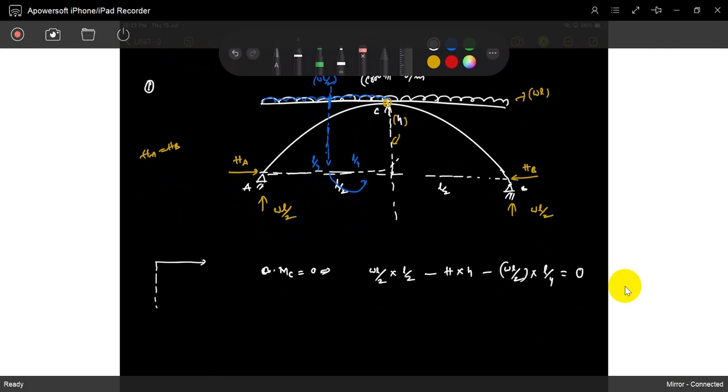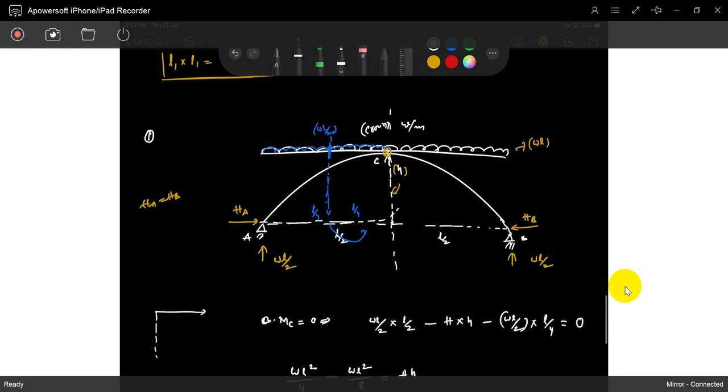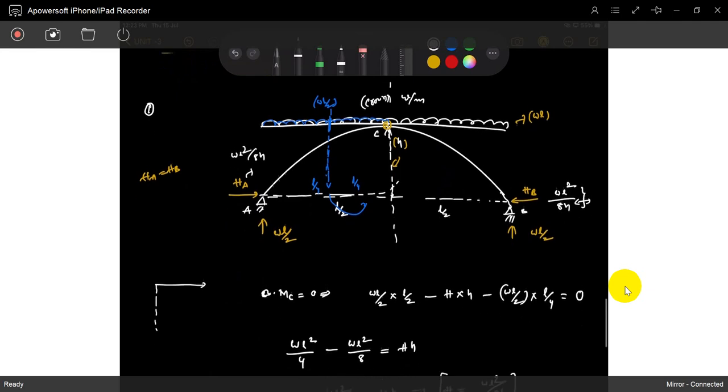So what is the H value? WL square by 4 minus WL square by 8 is equal to H into h. So that value is WL square by 8. Are you understanding? H into h. So what is H? WL square by 8h. That is the value. So the horizontal reaction is WL square by 8h. Are you understood? Horizontal reaction. Okay, I will conclude it later.